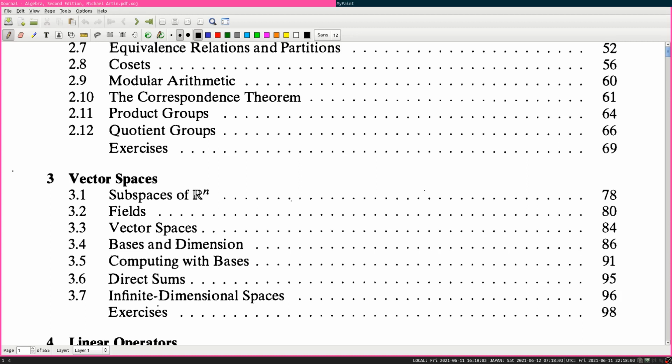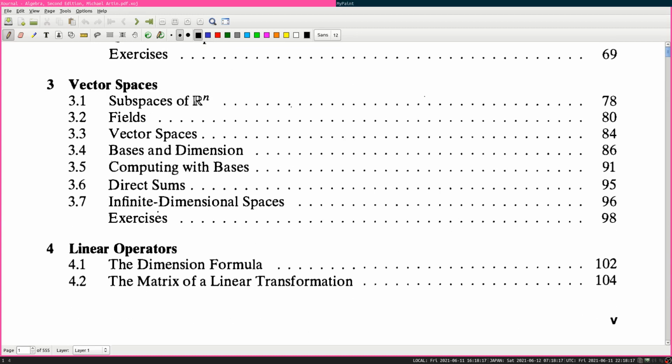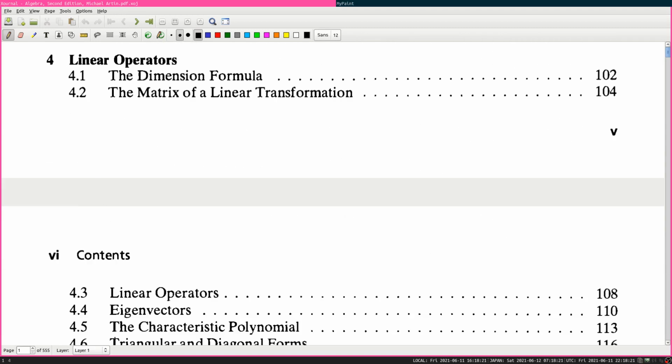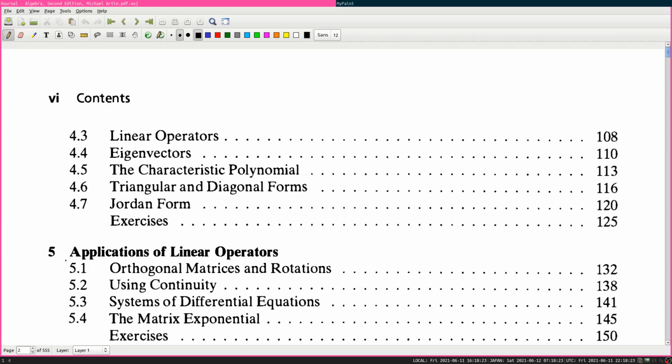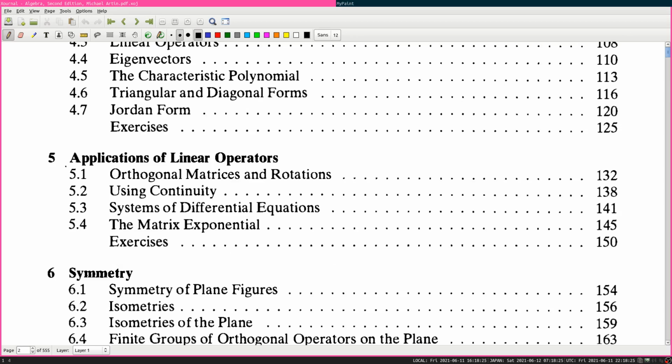It's a little bit more challenging, but not that hard, to prove that every linear operator is itself a matrix, and all you have to do is construct the matrix by tracking where each basis vector goes, and he'll get into that. Linear operators, that's more linear algebra. Applications of linear operators, more linear algebra.